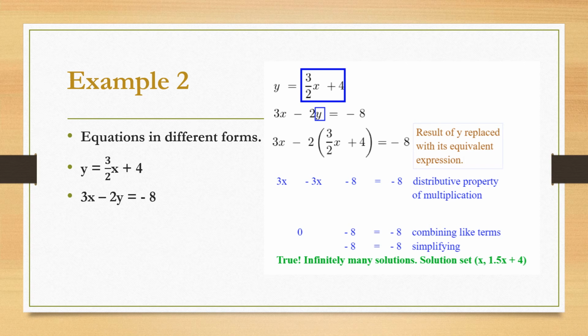I have gone through this process step by step. The conclusion is negative 8 equals negative 8. When you get a conclusion that is true, you have infinitely many solutions. So any value we plug in for x will result in a y value of 3/2 x plus 4. These two equations are the same line.